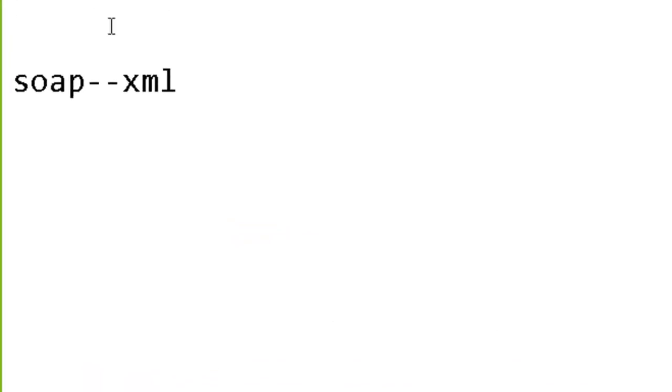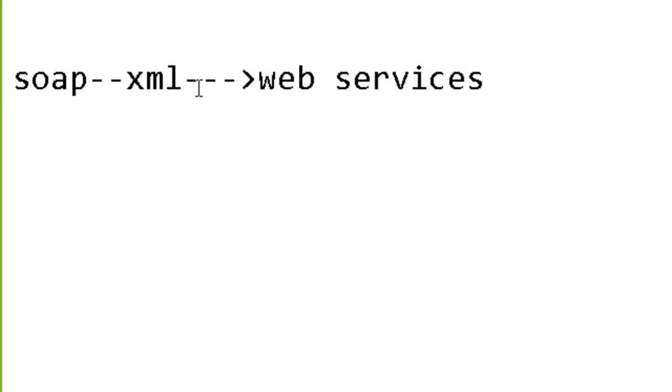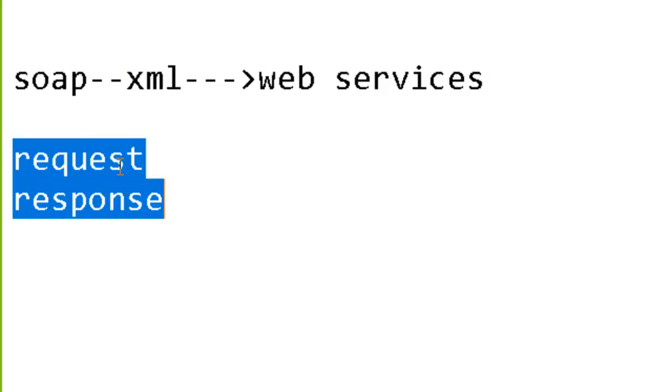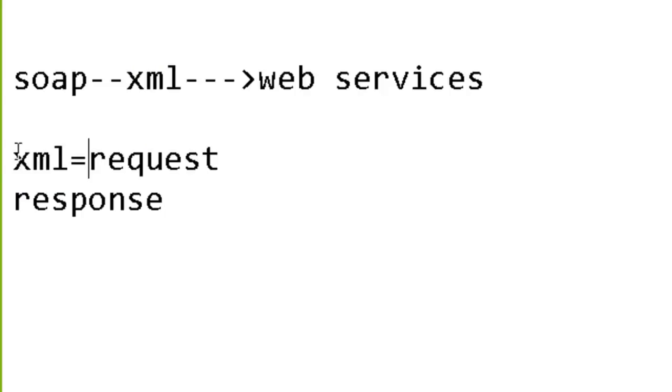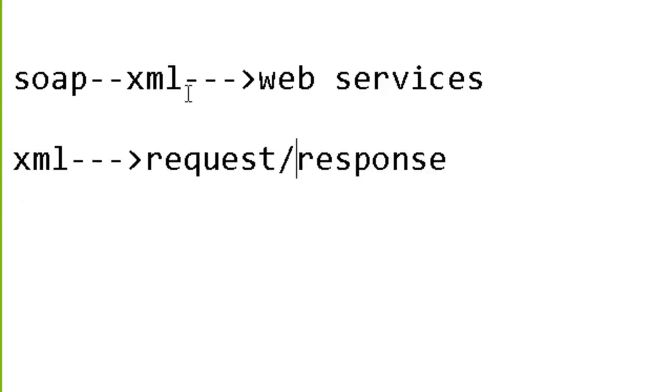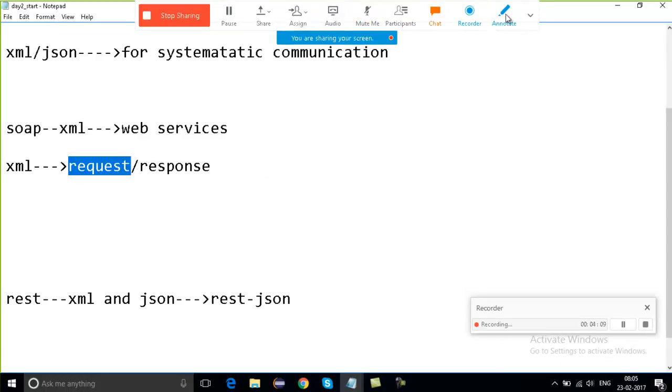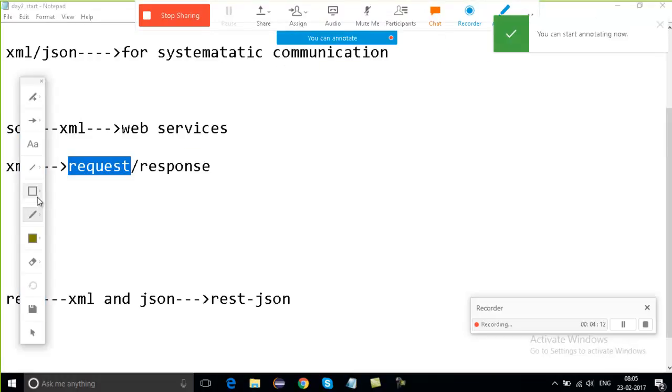If I'm saying SOAP is going to work with XML, and we all are here for web services testing, then one thing is sure: request and response will be there. If I'm saying request and response, these are concerned with XML. We don't know about SOAP whether we have such request and response, but if I'm working with XML, request and response will surely be there. What is the meaning of request? Request is something which the browser will send, and the response is something which the server, the third party location, will send back to me.